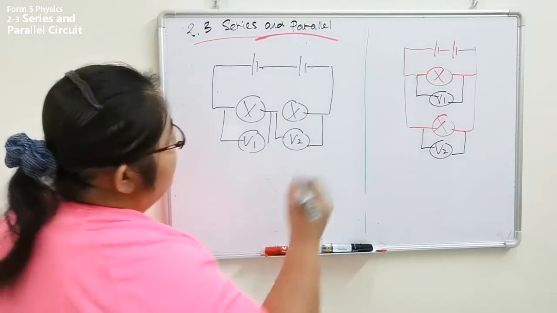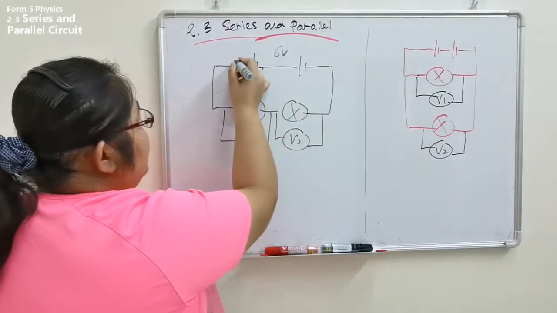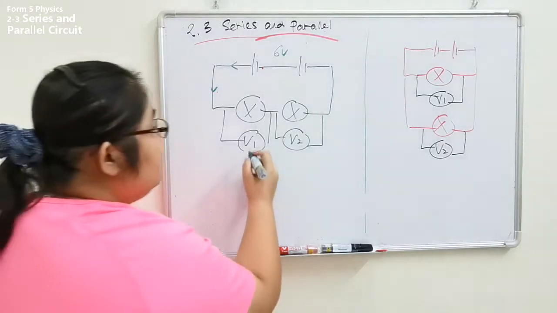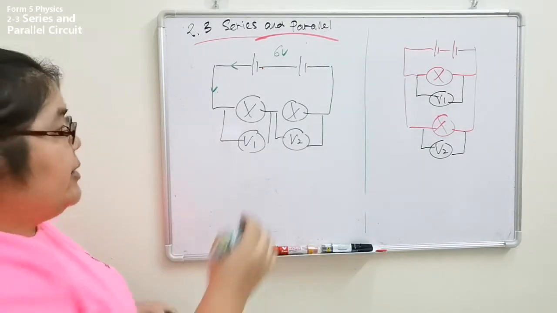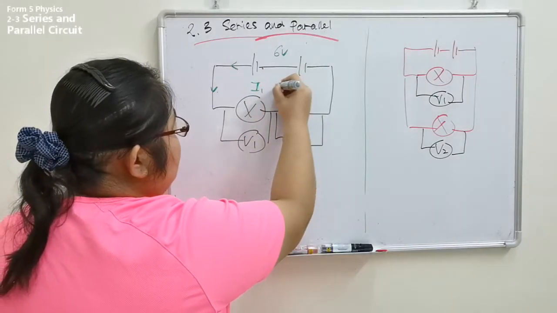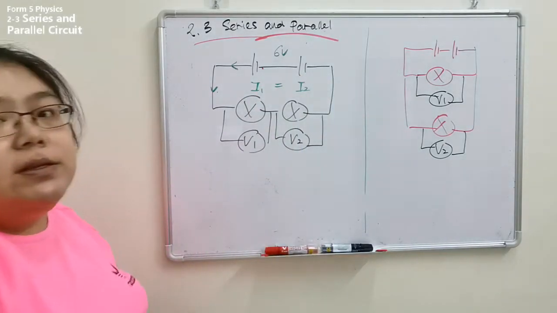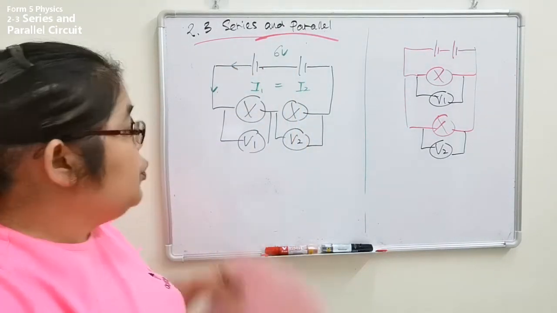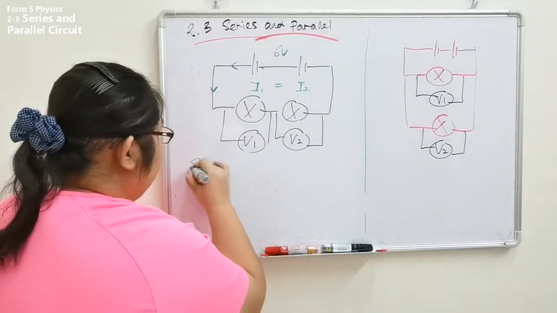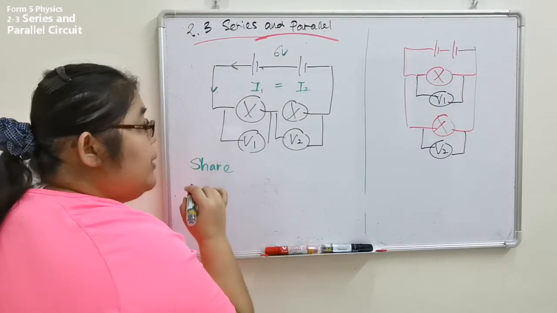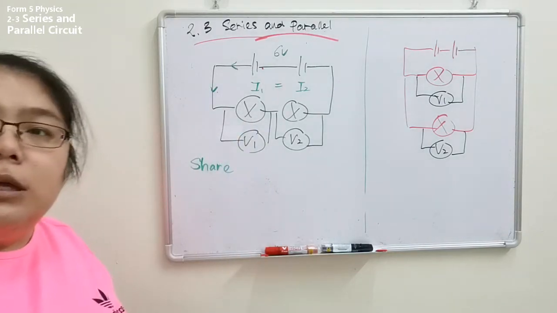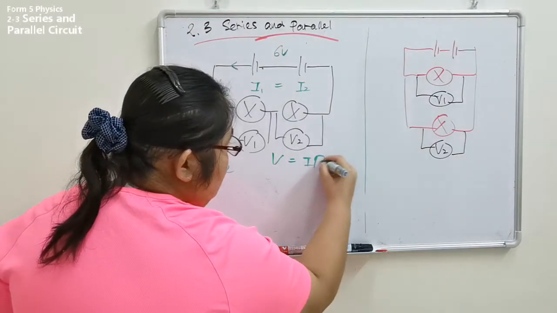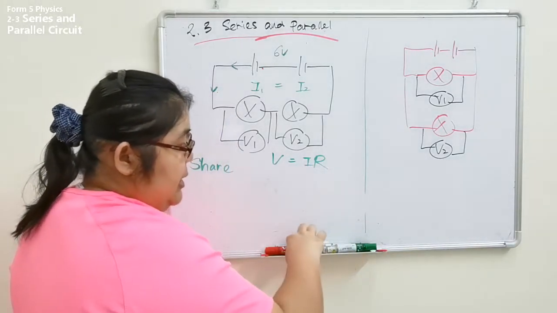So the explanation is like this. For example, the total is 6 volts. Now the 6 volts go to the series circuit. V1 and V2 need to share. Now I know the current is the same, I1 equals I2. The resistance is different, but it follows the 6 volts. When the 6 volts go to the series circuit, they need to share. How to share depends on your resistors. Because the current is constant already, we follow V equals IR.